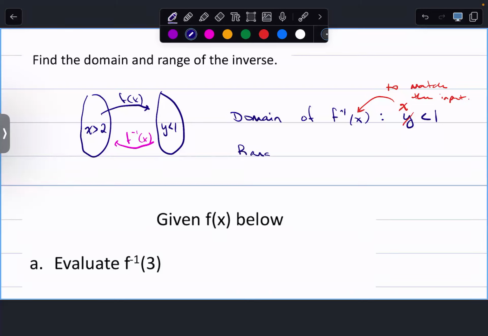And then the range of f inverse of x is x greater than 2, but the function is usually mapping to y's just generically. And so I'm going to change this to be a y instead, to match the output.